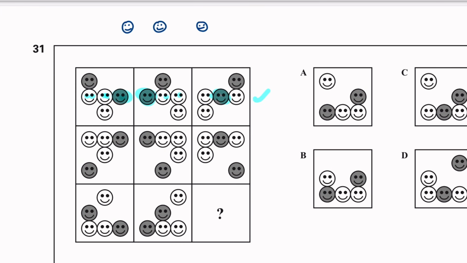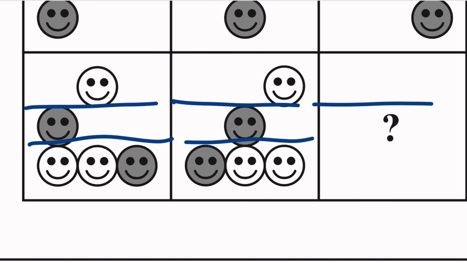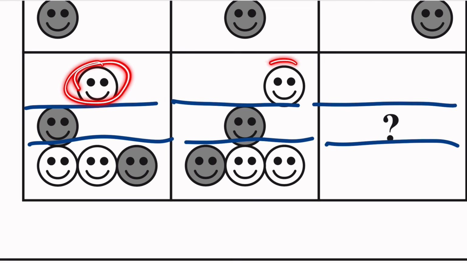So now let's look at the bottom row, all right? And use that same logic. So we've had the smiley face in the middle for this top section. I'll make it more clear by dividing it into sections. So we have the smiley face in the middle, the smiley face on the right. Where has it not been? It hasn't been on the left. So the smiley face must be on the left.